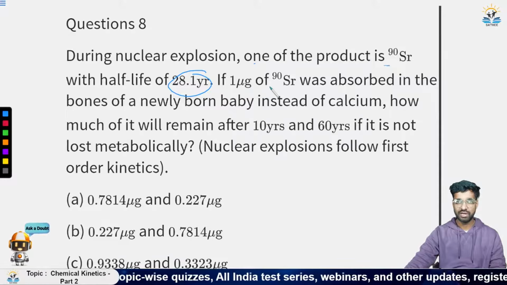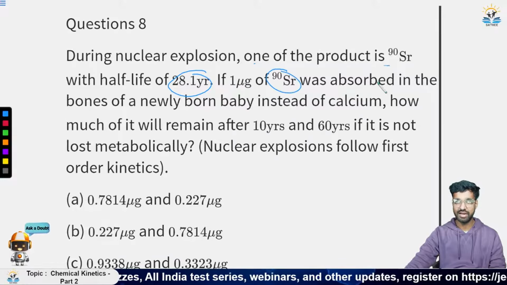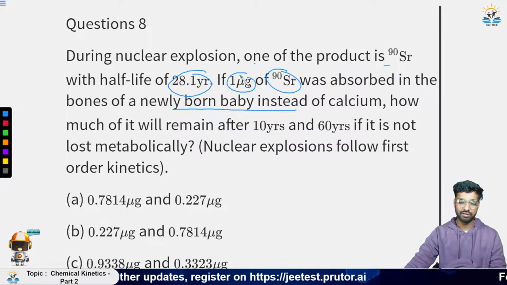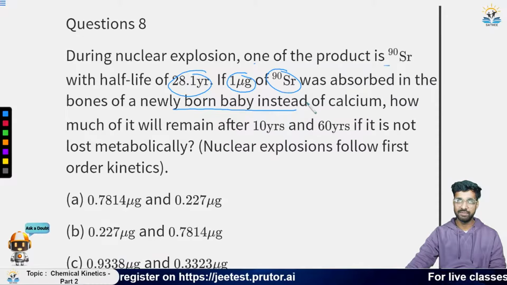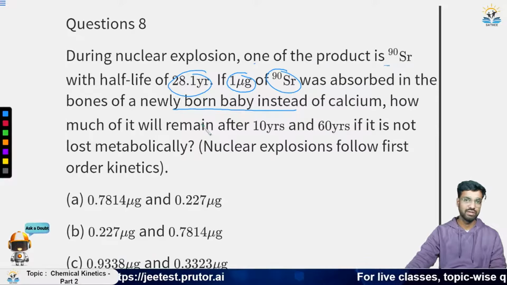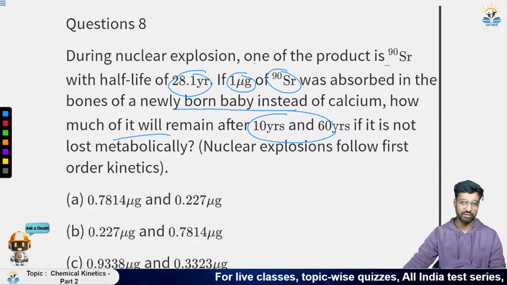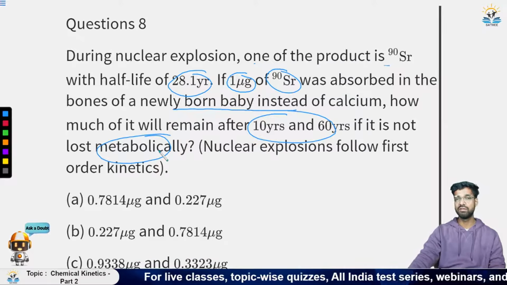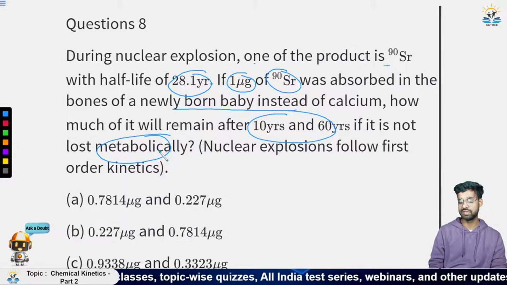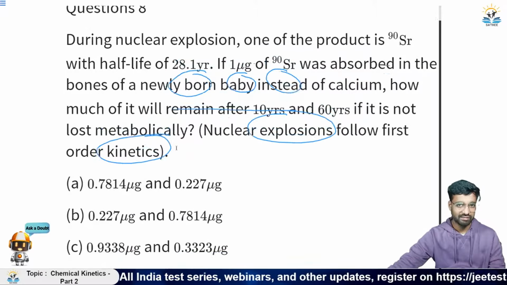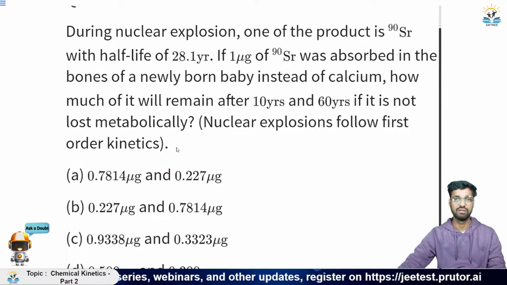Now, 1 microgram of this 90 Sr is absorbed in the bones of a newly born baby. It is said that 1 microgram of strontium 90 is absorbed in the calcium of the baby. How much will remain after 10 years and 60 years if it is not lost metabolically? So how will we solve it? It is just an informative question, nothing is special about it. You will just have to find the value of k from this t half.